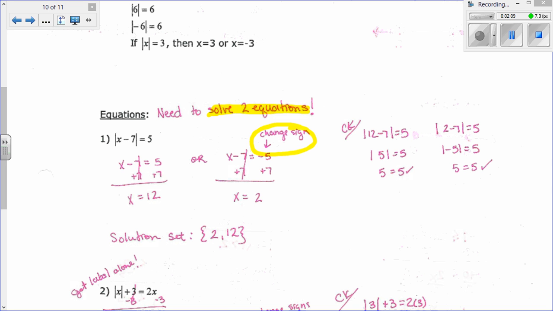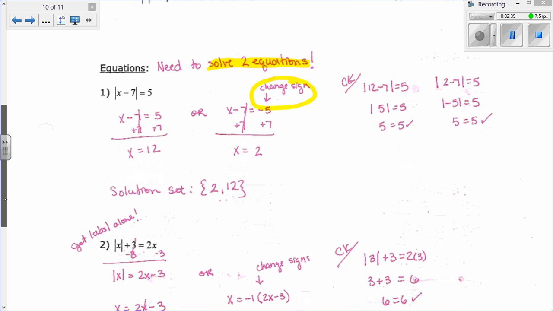Then, of course, I need to check to make sure that everything works out. If I put 12 in for x, I'd get 12 minus 7 is equal to 5, so the absolute value of 5 is 5. And then I have to try 2, and the absolute value of 2 minus 7 is negative 5, and the absolute value of negative 5 is 5, so that checks out. My solution set is, in what some people call the funny brackets, 2 and 12.